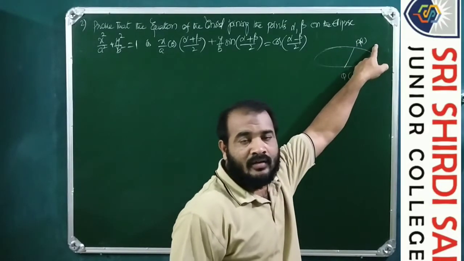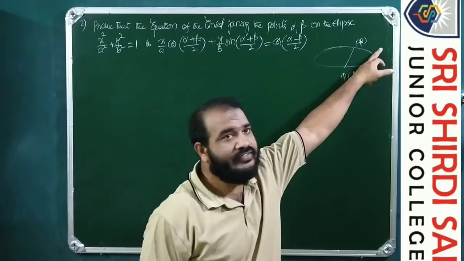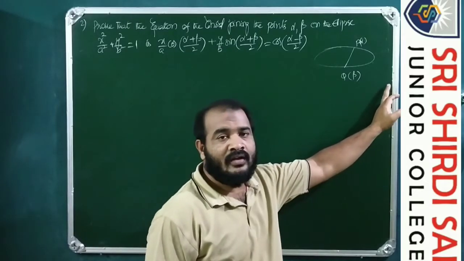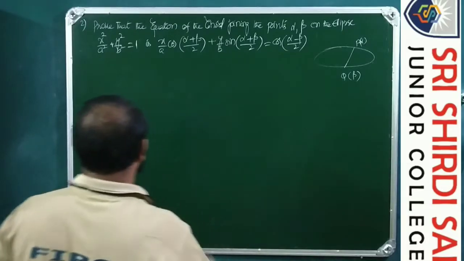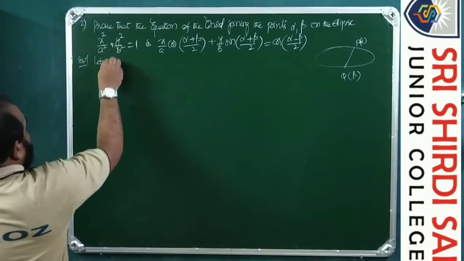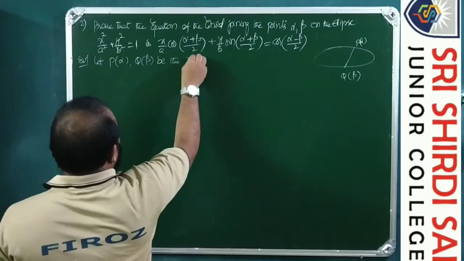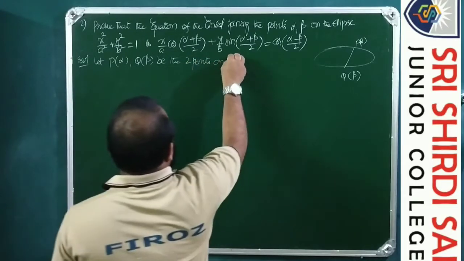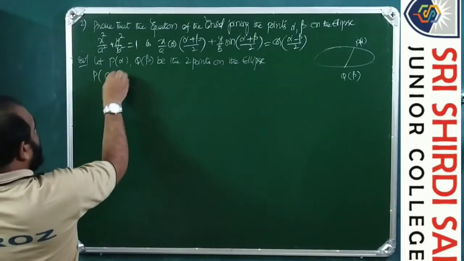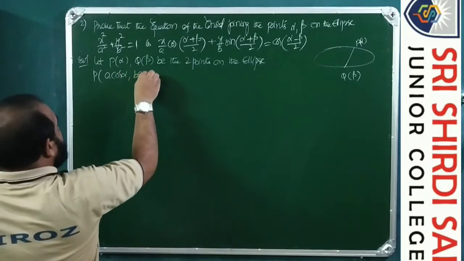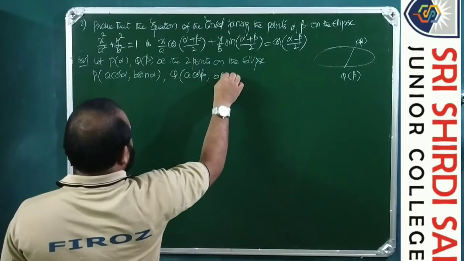What is the parametric point of the ellipse? A cos theta, B sin theta. Therefore here A cos alpha, B sin alpha, and A cos beta, B sin beta we will take. Let P alpha, Q beta be the 2 points on the ellipse. So P is equal to A cos alpha, B sin alpha, and Q is equal to A cos beta, B sin beta.